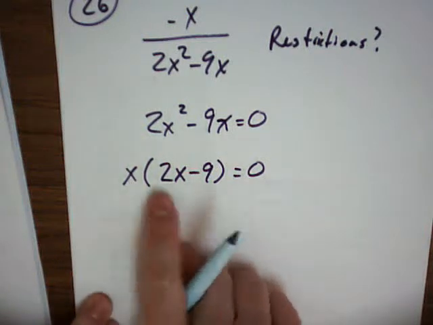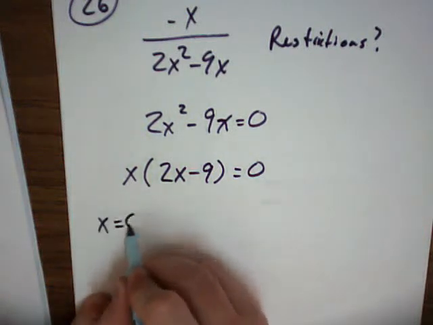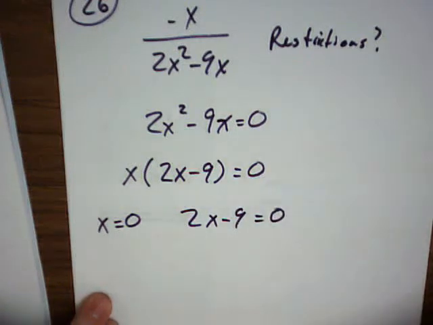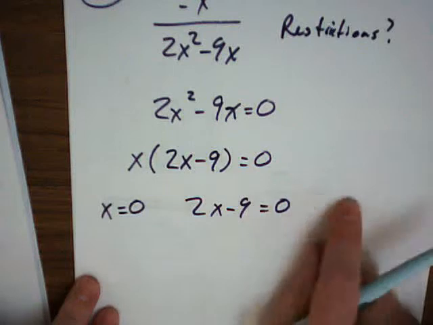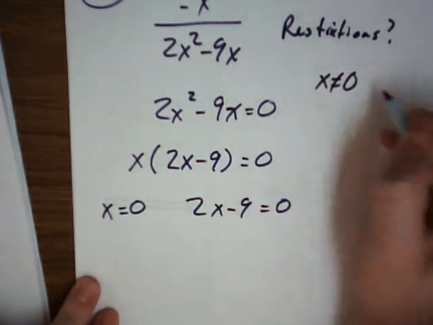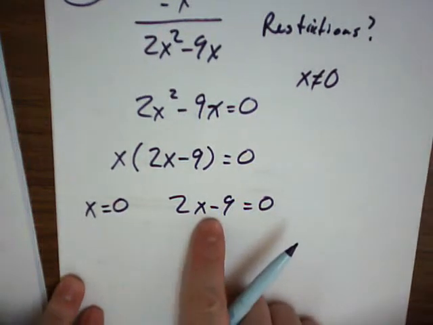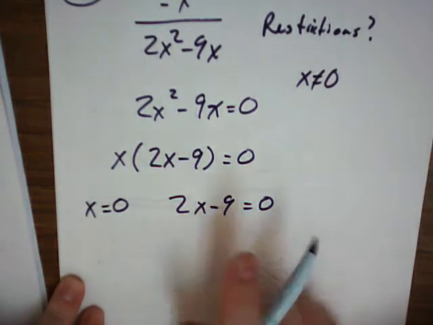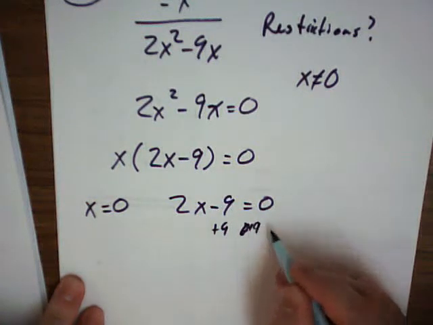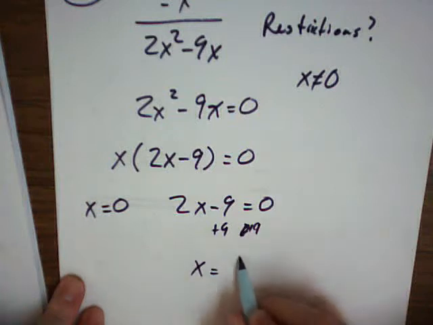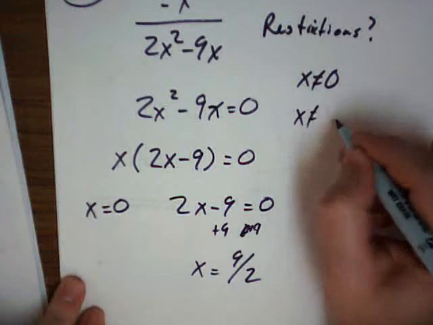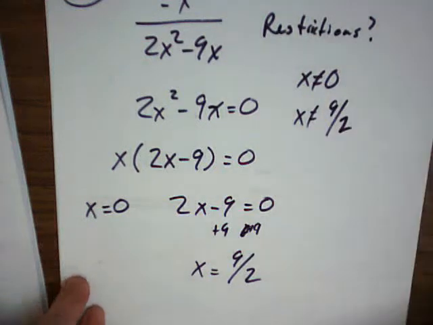So now I set both factors equal to 0, because that's what we're worried about, right? The zero product property is what that's called. Product of 0 is always 0. So x equals 0 is a restriction. And what would your x value have to be in this guy? You'd have to plus 9, right? And then divide by 2. So x cannot equal 9/2.